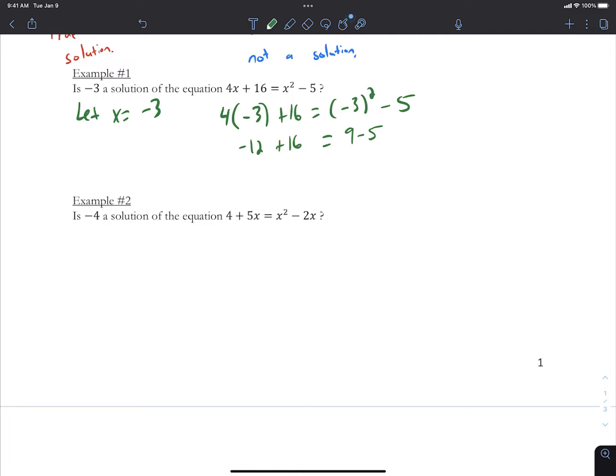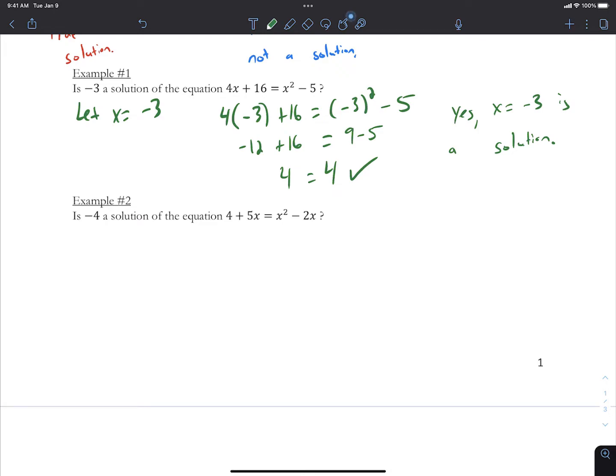On the left-hand side, I have just one operation. So -12 plus 16 is positive 4. And on the right-hand side, 9 minus 5 is 4. So this is in fact true. So we could say, yes, x equals -3 is a solution.